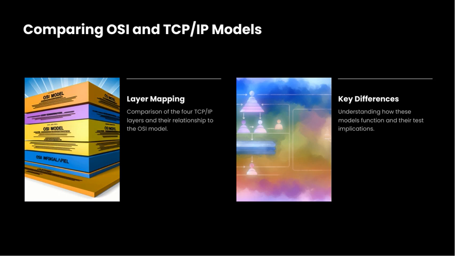One key difference to highlight is that the OSI model was developed as a more theoretical framework, aiming for universal standards, whereas TCP/IP was built around practical, real-world protocols that we actually use today. Because of this, TCP/IP tends to be more straightforward and flexible in implementation.